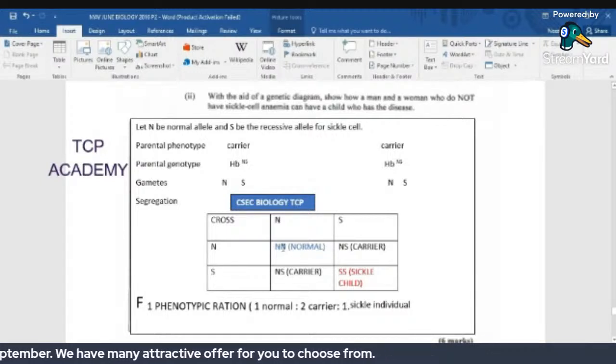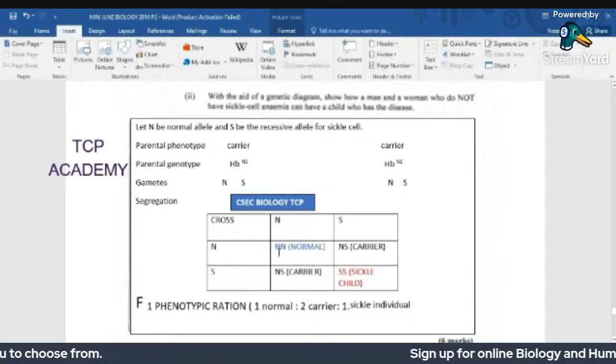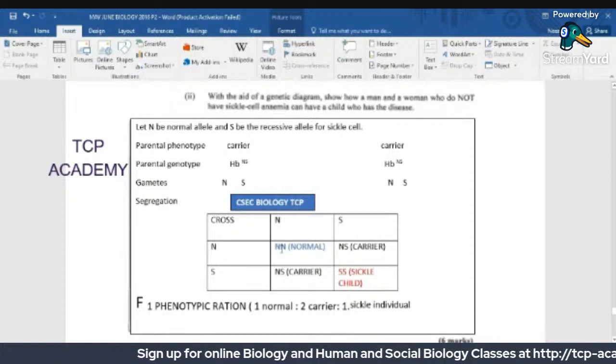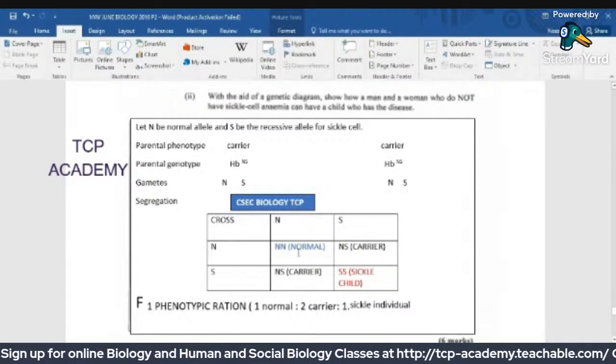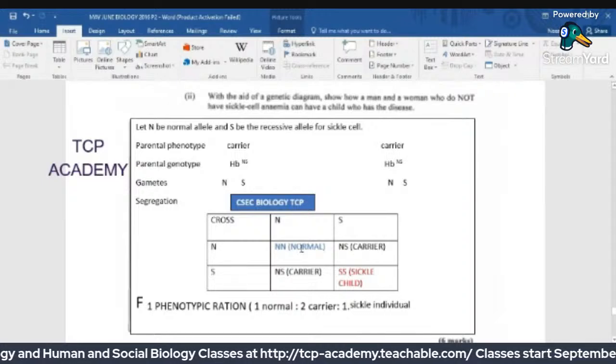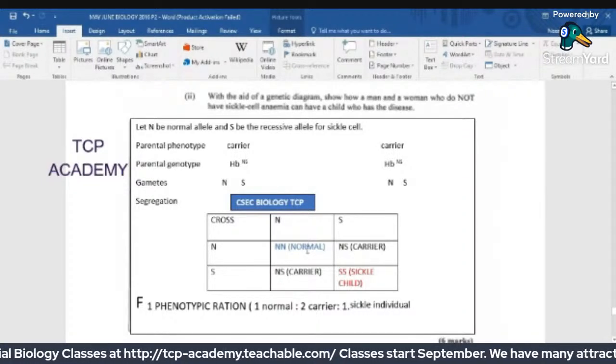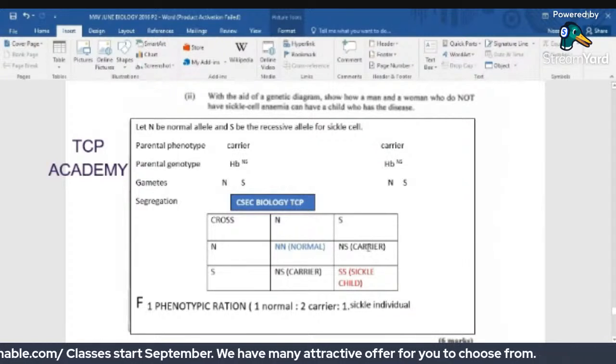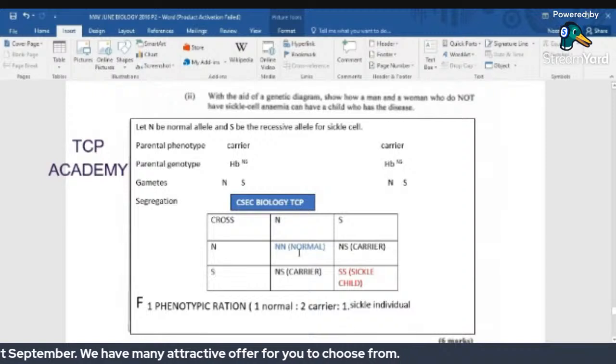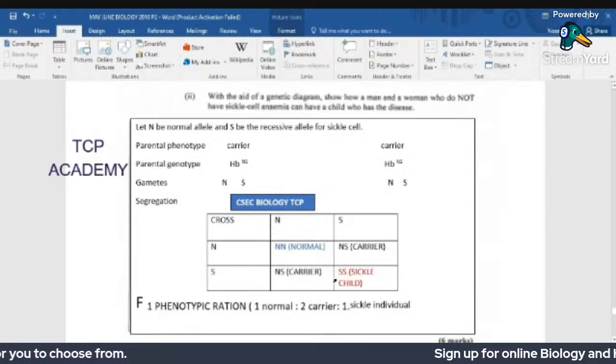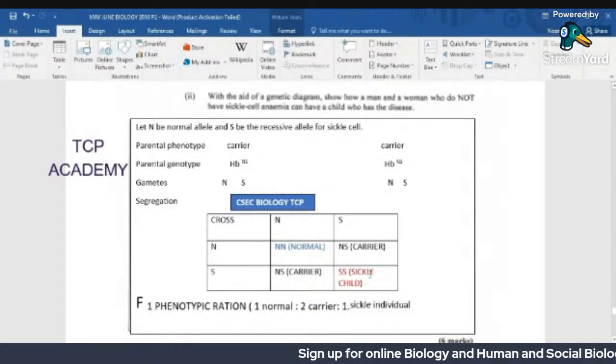It's never usually written in the cell like this, but we did this for you to follow the lesson. N and S intercept here, so this is also a carrier. And here we have the homozygous F1. So here it's a sickle cell child, as the trait is inherited in its homozygous recessive form, SS. So this is one person here with sickle cell. Now it's important to note that in writing the phenotypic ratio, we have 1 normal to 2 carrier to 1 sickle individual.